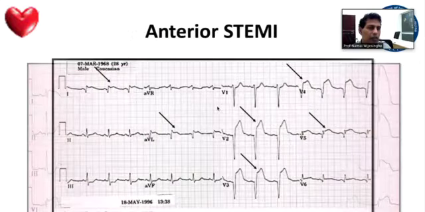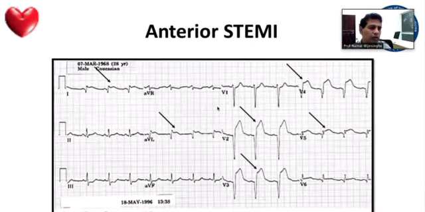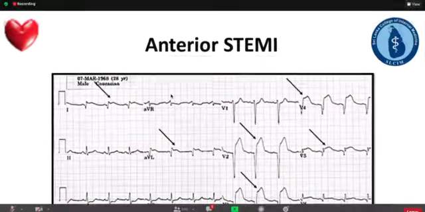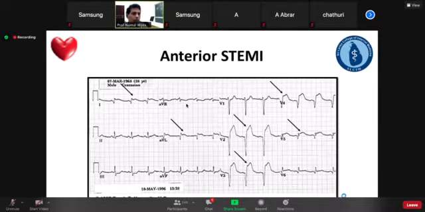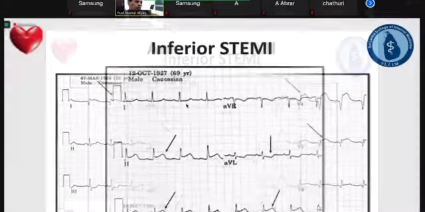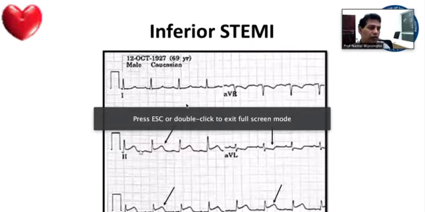This is another anterior STEMI where we should not miss these ST elevations. Inferior ST elevation MI: you see ST elevation in the inferior leads, L2, L3 and AVF.